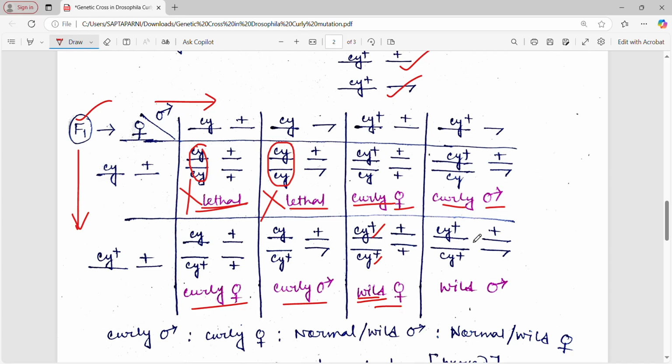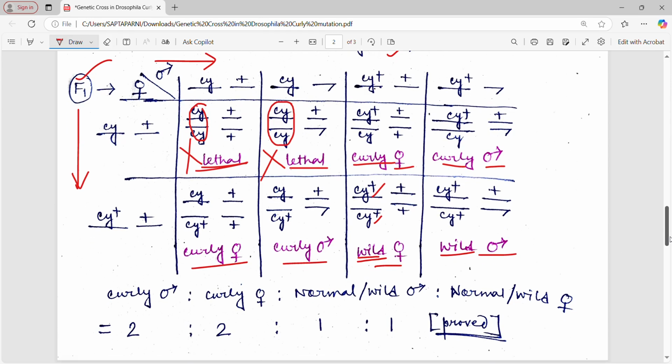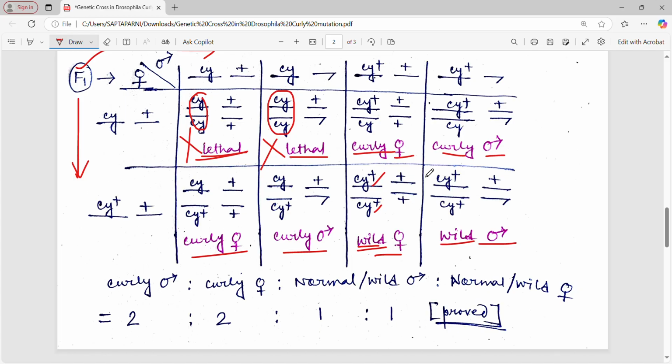And here also you can see Cy plus Cy, so it is wild type, and X and Y chromosome, so male. Okay, so from here we can get how many Curly males are there, how many Curly females are there, how many normal or wild type males are there, and how many normal or wild type females are there. How many Curly males? One Curly male, two Curly males. Okay, then how many Curly females? One Curly female, second Curly female, so two Curly females.